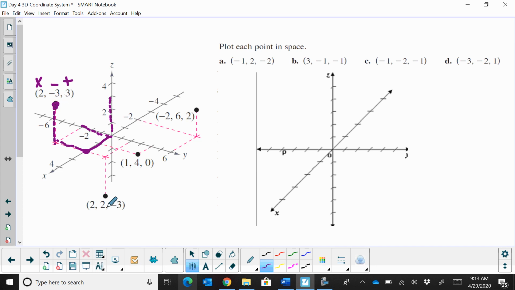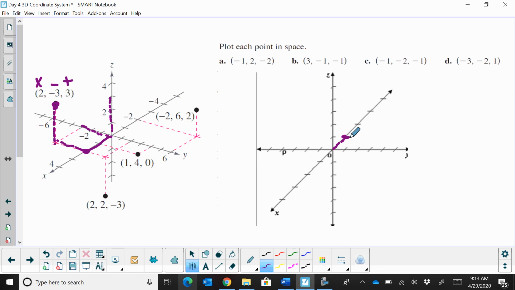So when you're drawing these in 3 dimensions, you can see how the paths are drawn, and you want to draw the paths parallel to the appropriate axis. So let's try a couple. Okay, this first one is -1, 2, -2. So I'm going to go back on the x-axis 1 unit. Then I'm going to go to the right 2.